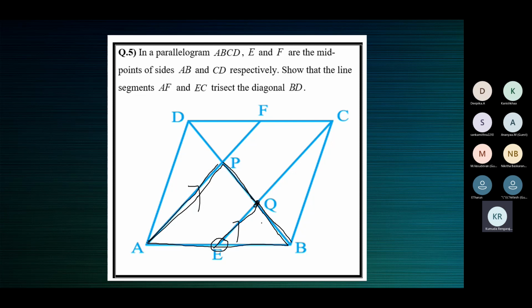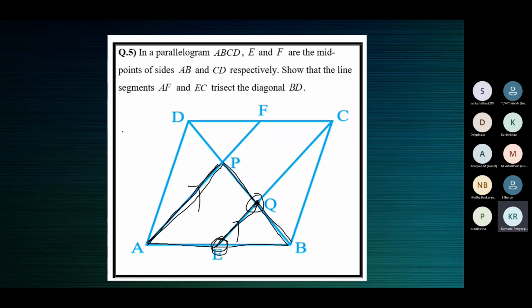In triangle ABP, E is the midpoint of AB, given. Through E, this line EQ is parallel to the second side AP. That we have proved, because I've told you many times, AF is parallel to EC. So AP is parallel to EQ. Now, by the converse of the midpoint theorem, Q is the midpoint of BP.